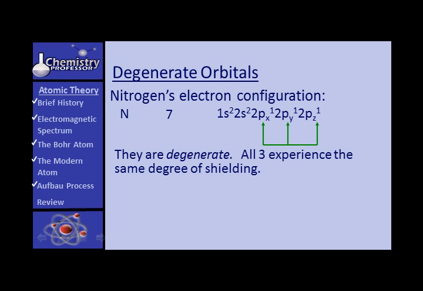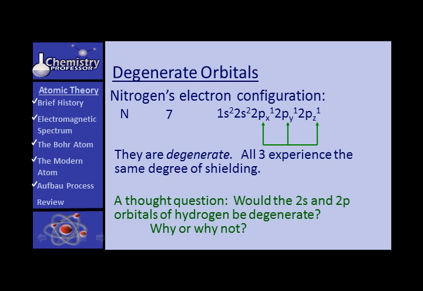Here's something I want you to think about. Would the 2s and 2p orbitals of hydrogen be degenerate? Why or why not? Would the 2s and 2p orbitals of hydrogen be degenerate if they were occupied?